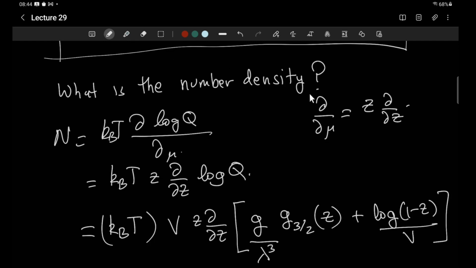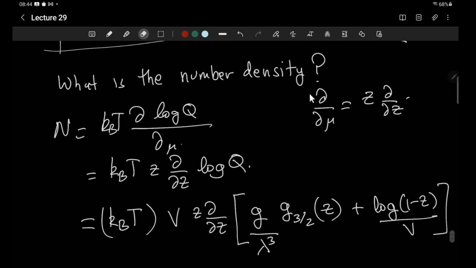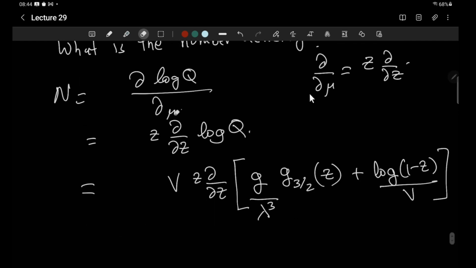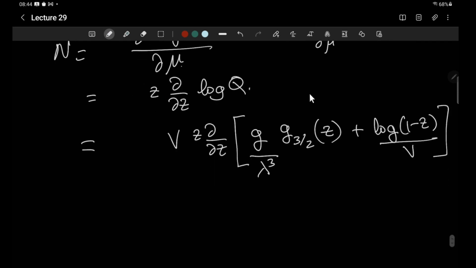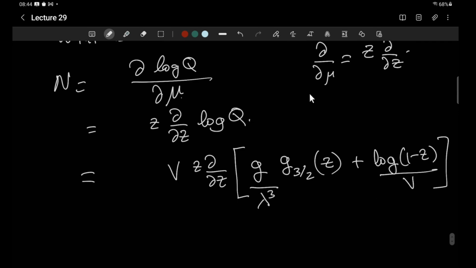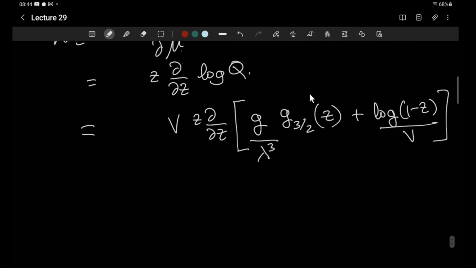Nope. There's no KBT. Dimensionally, it's off. Okay. This is better. So this is what we get. So now we can just do this thing. So we get V, GV by lambda cubed.